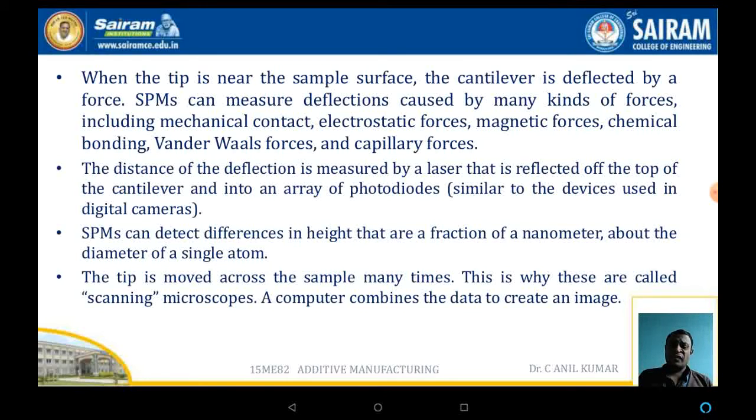The distance of the deflection is measured by a laser that is reflected off the top of the cantilever into an array of photodiodes. The SPM can detect differences in height that are a fraction of a nanometer, about the diameter of a single atom. The tip is moved across the sample many times to create the image. For that reason, it is called a scanning microscope.